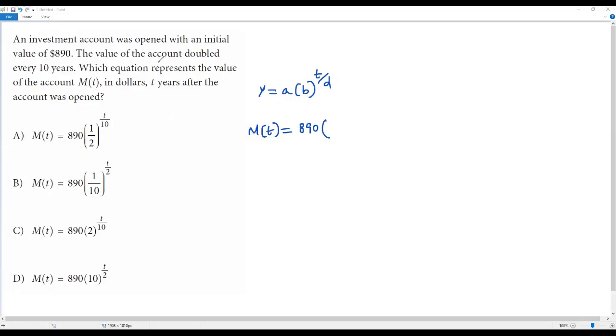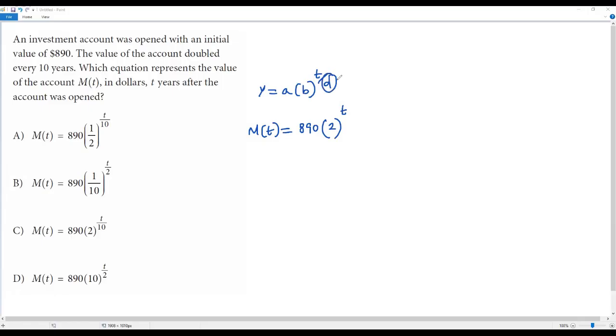And I said B is the growth or decay rate. Here the value of the account doubled. That means it's a growth exponential model. So the growth rate is 2 because the account is doubled. Let's plug in 2 for B. And T is the total time period. And in the question, the total time period is the same, T years. We can keep this T as it is.